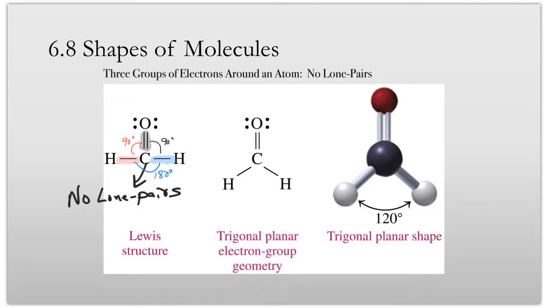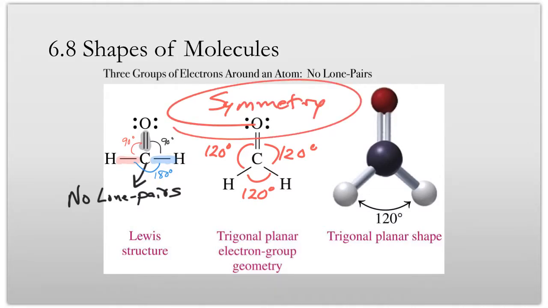So you can see the picture to the right of that, right here. This is 120 degrees. This is 120 degrees. And this is 120 degrees. We have symmetry here, and that's the key thing. Symmetry is always what we're looking for. The name of this shape, when there's 3 groups of electrons, when there's not a lone pair on that centralized atom, is called trigonal planar. It is a flat molecule, and it has 120 degree bond angles.